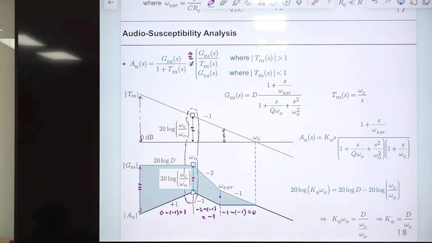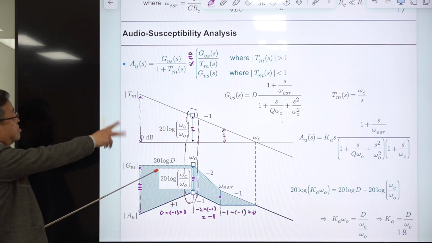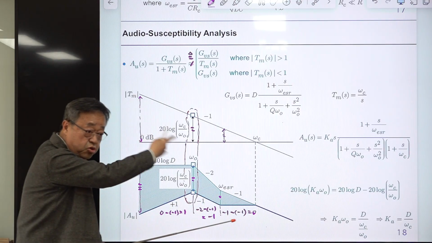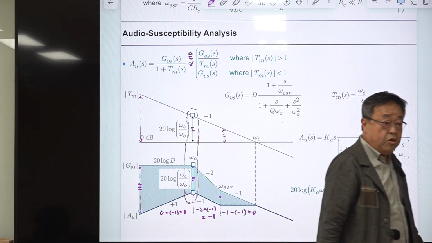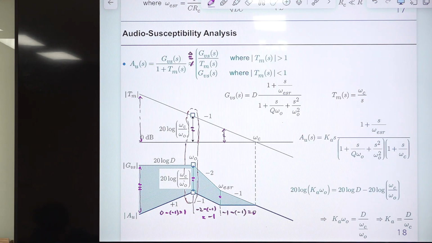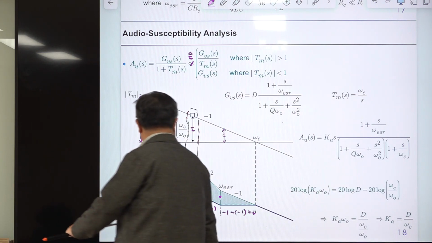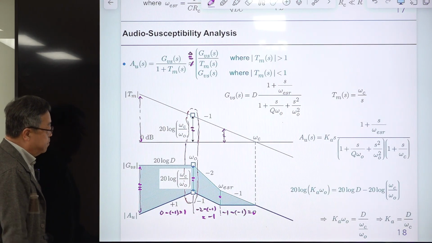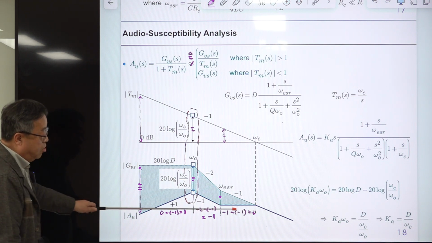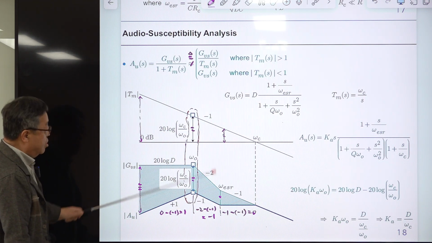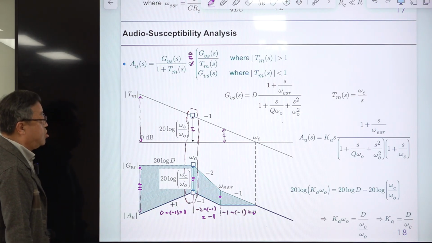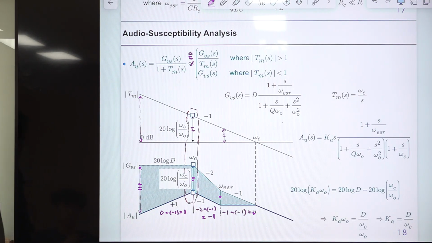I think I told you this before. There are many cases where you come up with this. During this analysis process, or in the process of designing the controller, you will come up with this kind of situation, or you intentionally use this method to simplify your design or analysis, or more importantly, this is the most systematic and simple way of doing this. So you have the asymptotic plot of this. This is the resulting audio susceptibility asymptotic plot, and from here you come up with this.